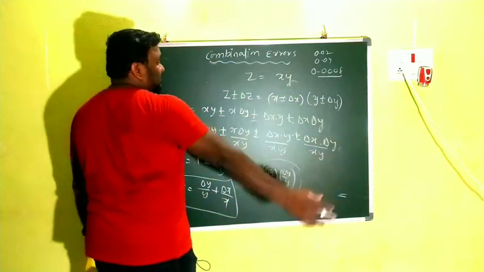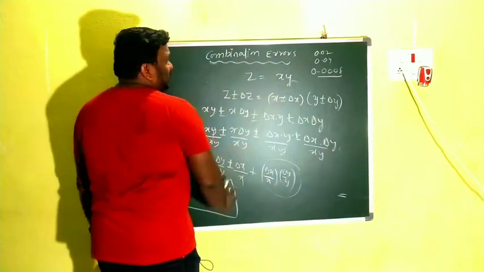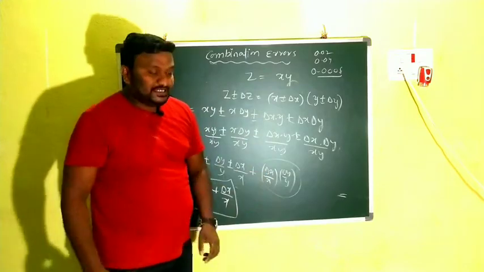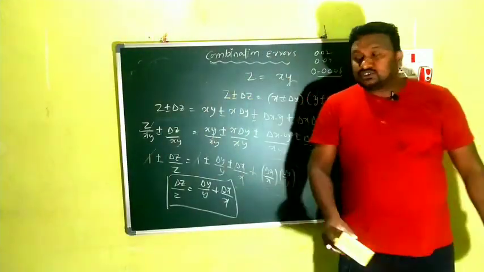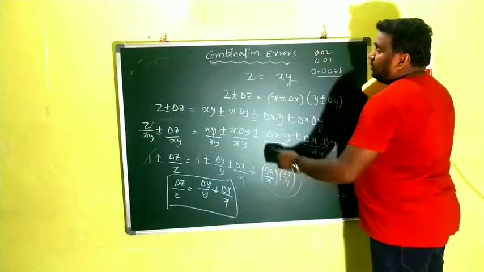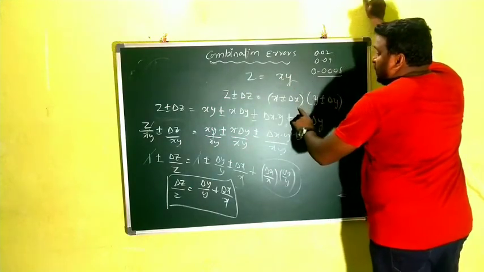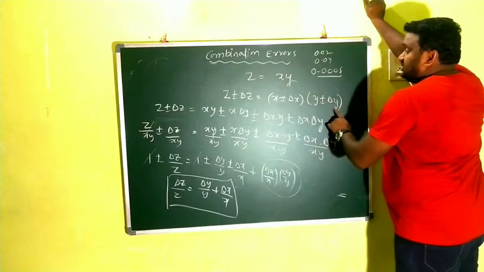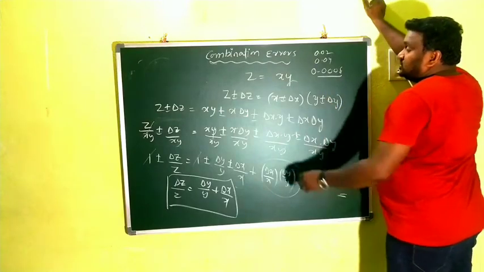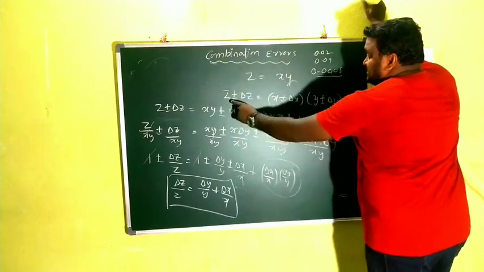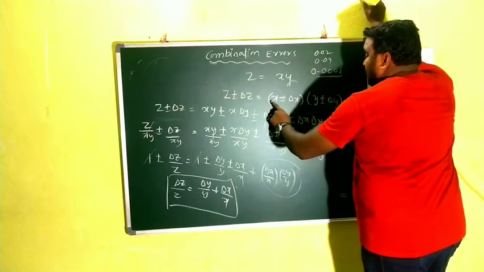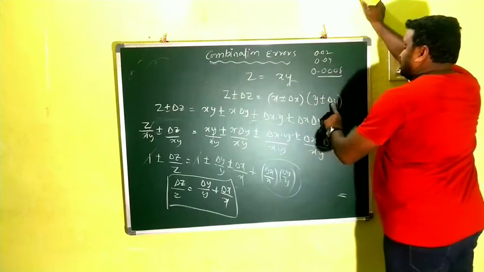Look here, simply z is equal to xy. We have z equal to xy, and delta z is the error of z, delta x is the error of x, and delta y is the error of y. So the corrected value should be like this: z plus or minus delta z is equal to x plus or minus delta x times y plus or minus delta y.